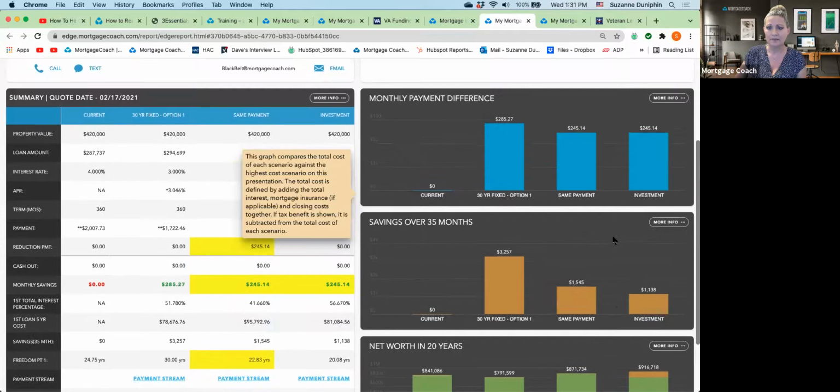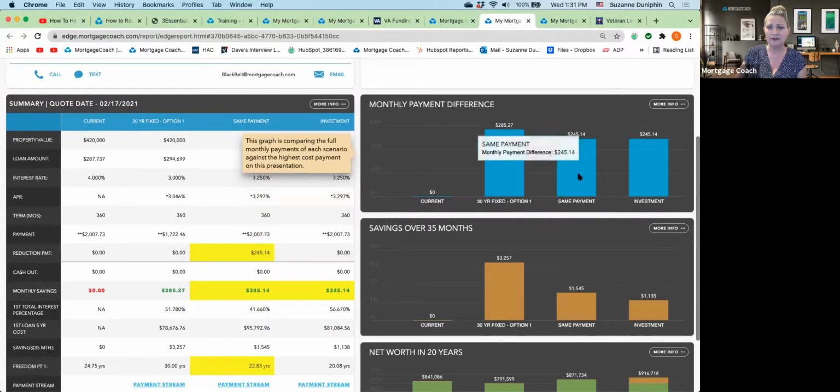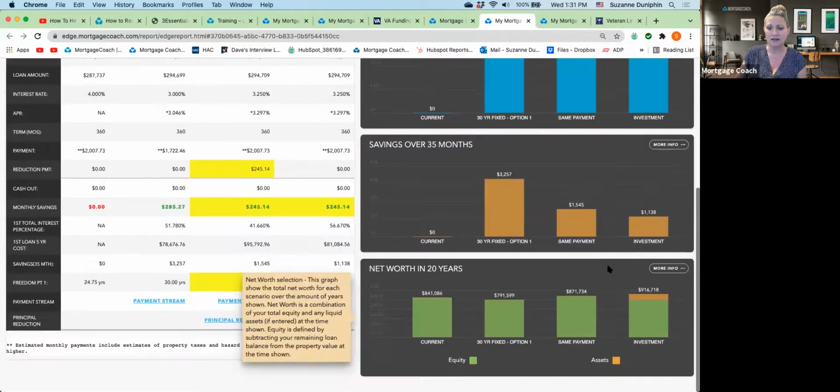Okay, and then you'll see the monthly payment difference with each option. But this net worth graph is a huge game changer for borrowers who just don't think about net worth. You're asking them what their goals are. This presentation is transparent for them. It gives them the opportunity to make the right choice, an educated choice, and it opens their eyes to some things that they just haven't thought about.